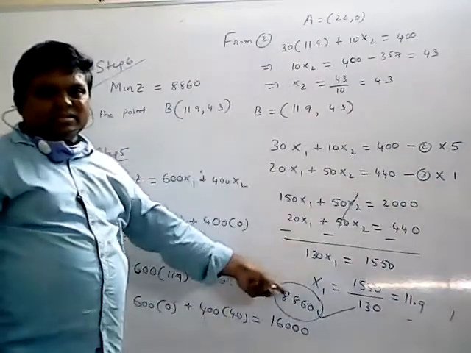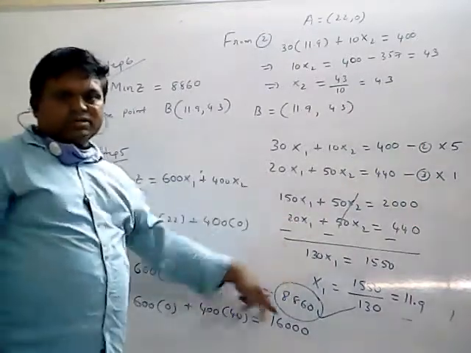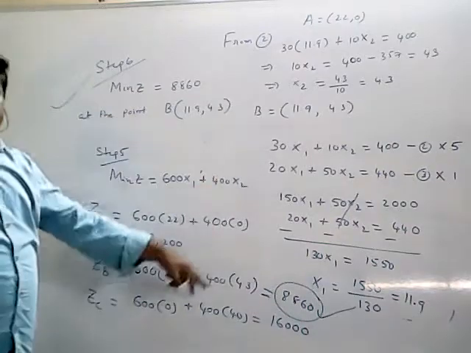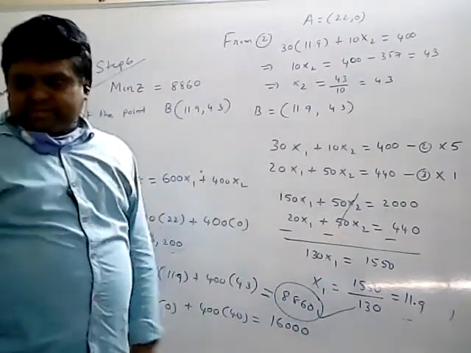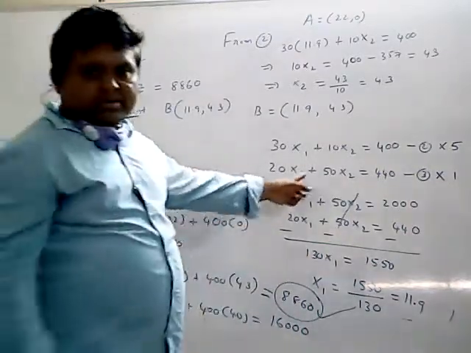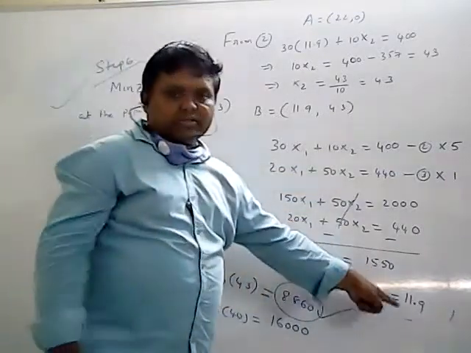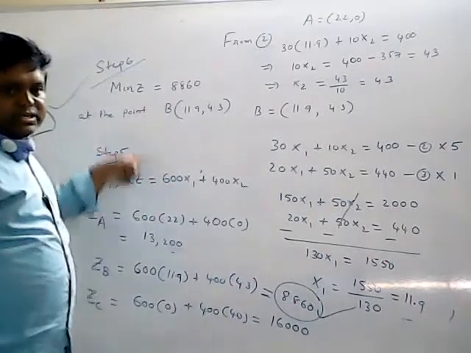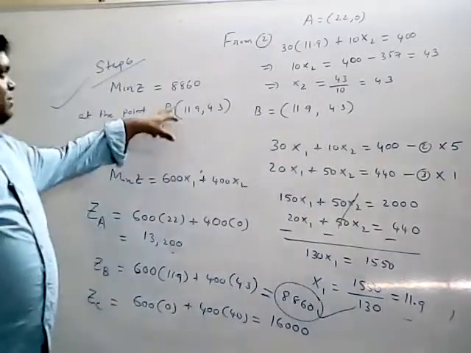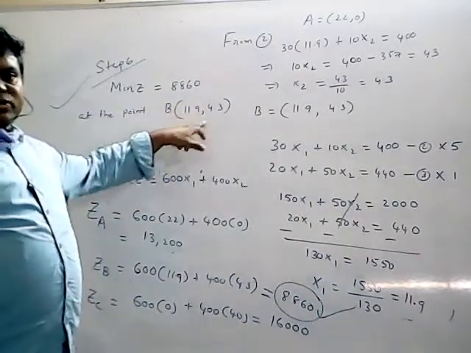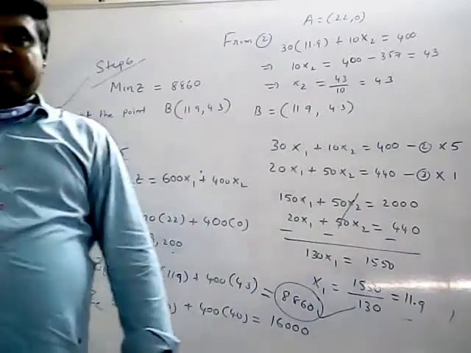This is a manual calculation. If anything is wrong, you can correct it and do the problem. The textbook gives 12.4, but I am getting this from my calculation. Just verify the calculation part. If anything is going wrong, correct it and follow the same procedure. For me, I am getting 8,860 at this point, 11.9, 4.3.